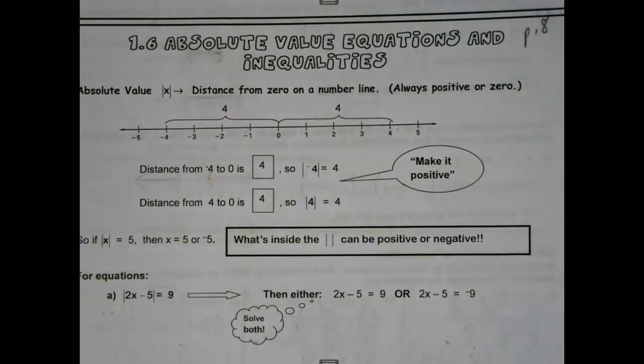So here, as we start to talk about absolute value, now not just absolute value, but equations and inequalities. We've talked about both of these so far, but we're going to put in a little twist with the absolute value here. So reminder, absolute value is a distance from zero on a number line. It'll always be positive or zero.